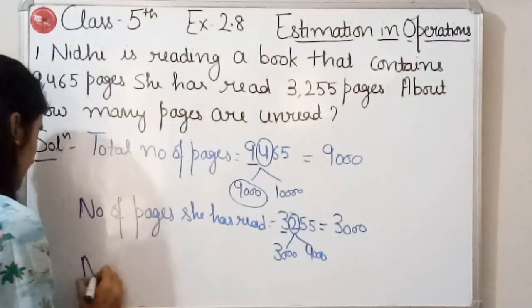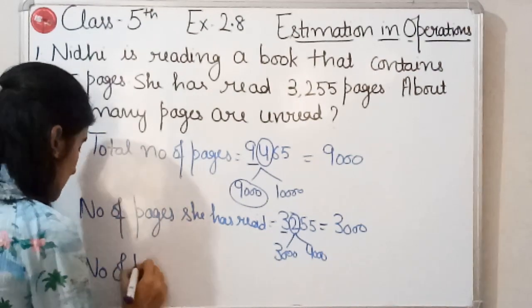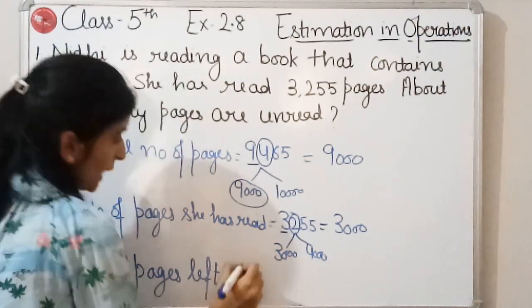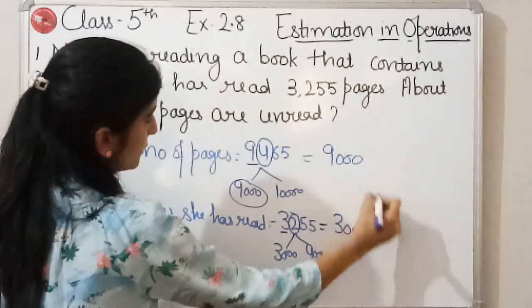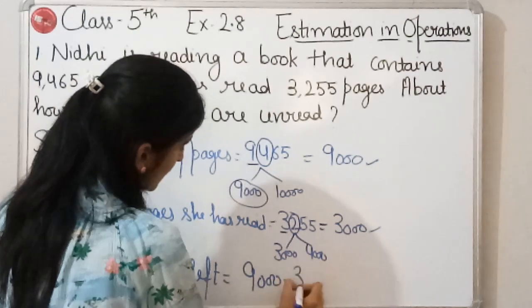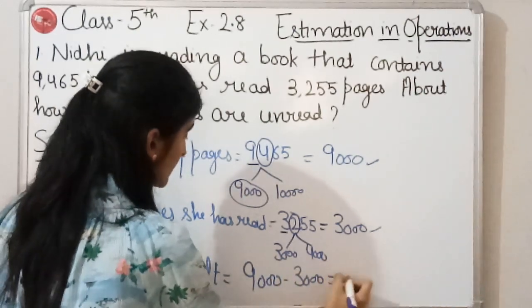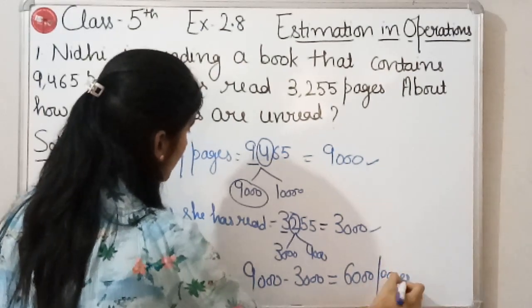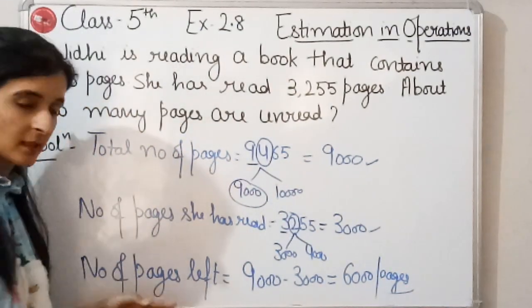So for finding the number of pages left, we are going to subtract this 3,000 from 9,000. So 9,000 minus 3,000 is equal to 6,000. So 6,000 pages are unread.